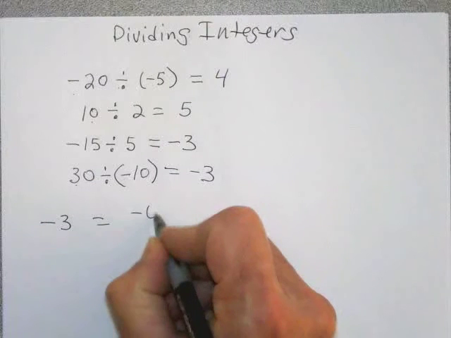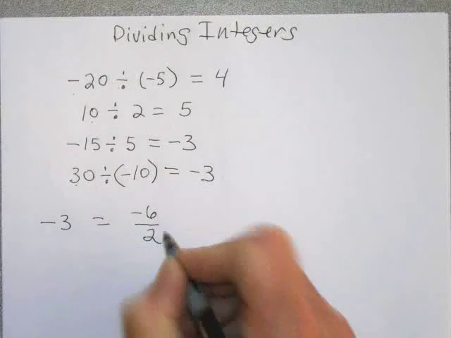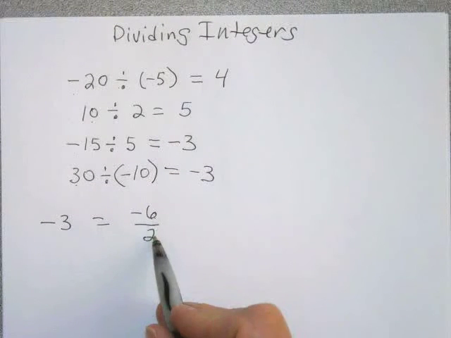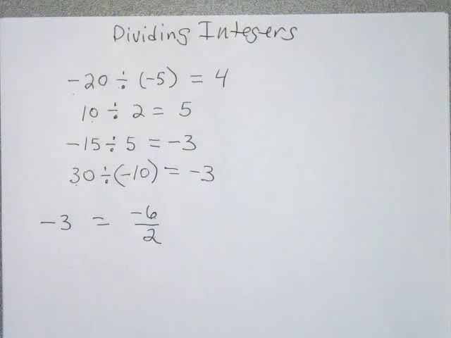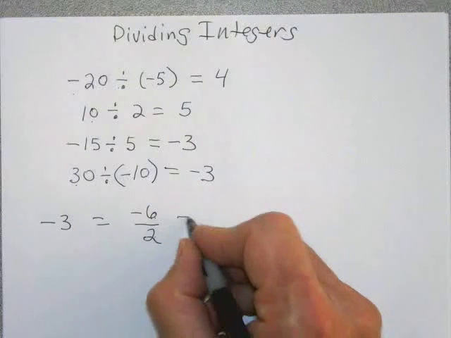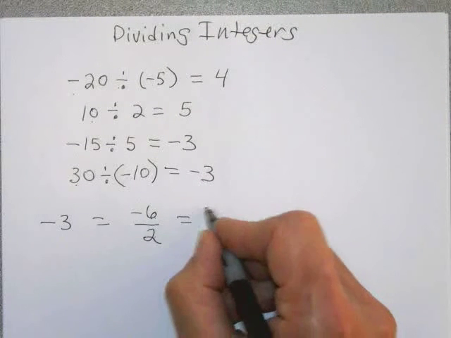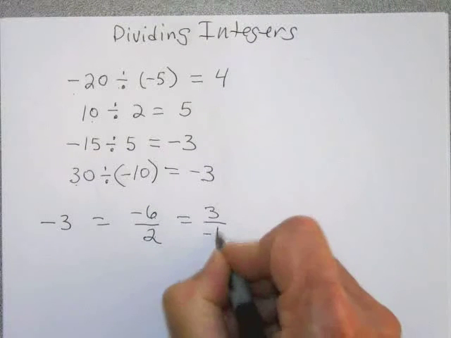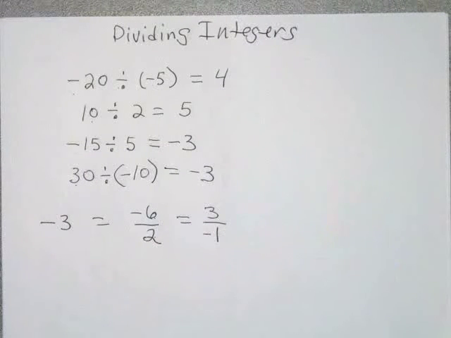How about, isn't this the same as negative 6 over 2? That would be a negative divided by a positive. That would give us negative 3. We could do something like this. How about if we had 3 divided by negative 1? That would also be equivalent to negative 3.